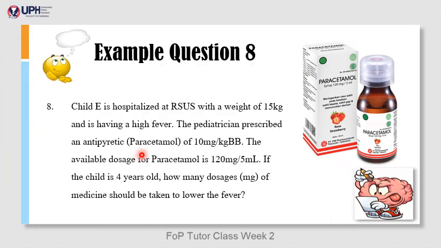Next question. Child E is hospitalized at RSUS with weight of 15 kilograms, having high fever. Pediatrician prescribed antipyretic paracetamol 10 milligrams per kilogram weight, or BB. The available dose is 120 milligram over 5 milliliters. So in 5 milliliters, we have 120 milligrams. If the child is 4 years old, how many dosage will then be taken to lower the fever? Kind of complicated, but let's break it up.